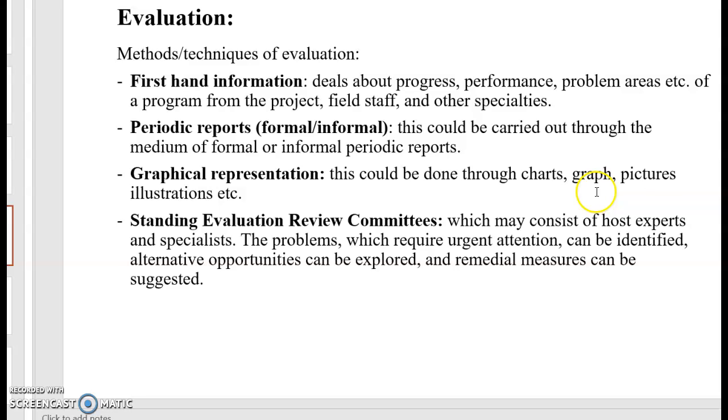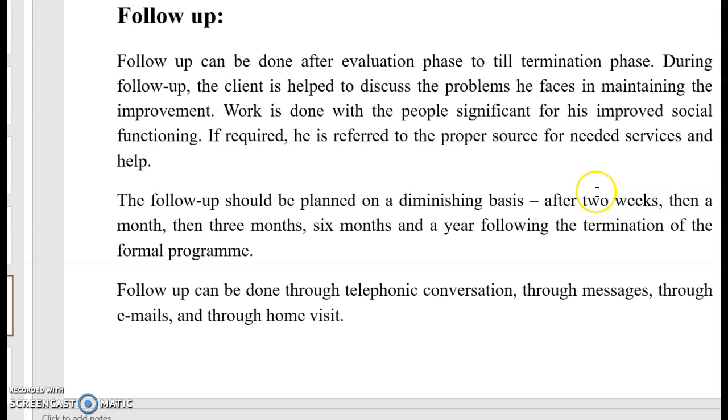So how will you evaluate? You may go back to see all the reports, or you may refer to the ongoing reports that you have prepared, or you may see whether anything is required for future progress of the client or not. So in that way you need to do evaluation, and after evaluation you are expected to do some follow up, and follow up is the next stage. Follow up can be done after the evaluation phase till the termination phase.